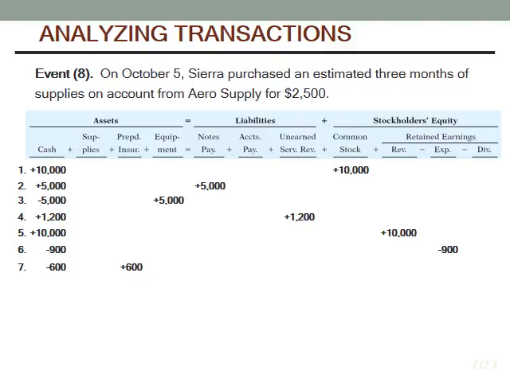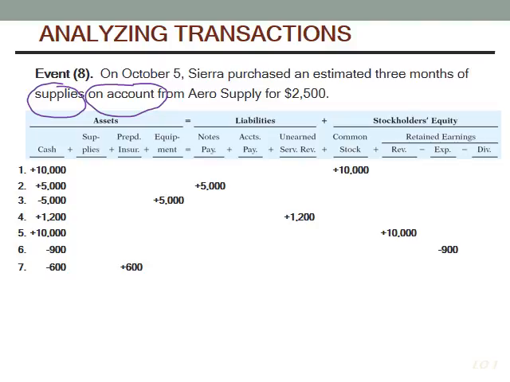Number 8, on October 5th, Sierra purchased an estimated 3 months of supplies on account from Aero Supply for $2,500. Okay, so here we're purchasing supplies on account. Anytime you see the word on account, you know that you're either going to pay it or receive: accounts payable or accounts receivable. In this case, if we're buying something, we have to pay for it, right? So this is going to be accounts payable and supplies.